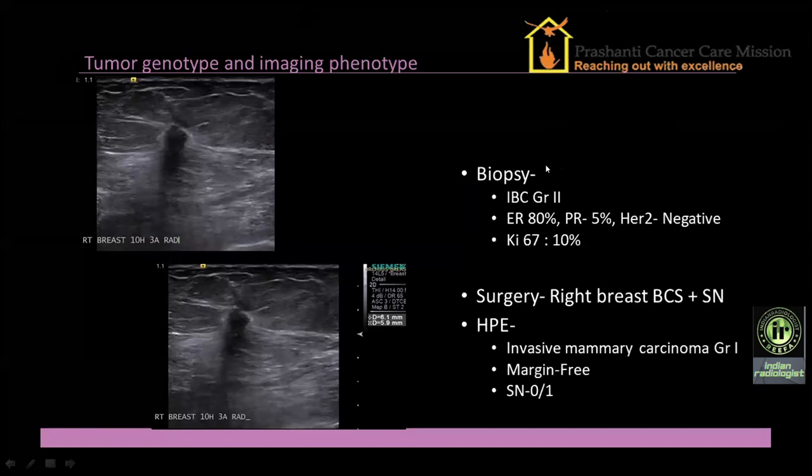So at biopsy, this was a low-grade tumor, strongly ER positive with a Ki-67 score of 10%. And this is how luminal cancers present. They are very slow indolent tumors.